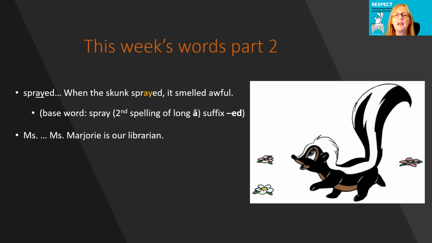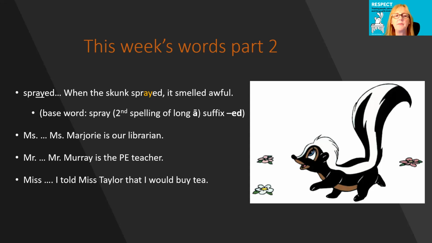Ms. is an abbreviation. We have a capital because it's talking about a specific person. And then we have S and then period. Ms. Marjorie is our librarian. Mr. Capital M, R, period. Mr. Murray is the PE teacher. Mr. is capital M, R, period. Miss. I told Miss Taylor that I would buy tea. Miss is also capital, it means a young unmarried woman. M-I-S-S, just like I missed you today, I miss you, but with a capital M to show a person's name.